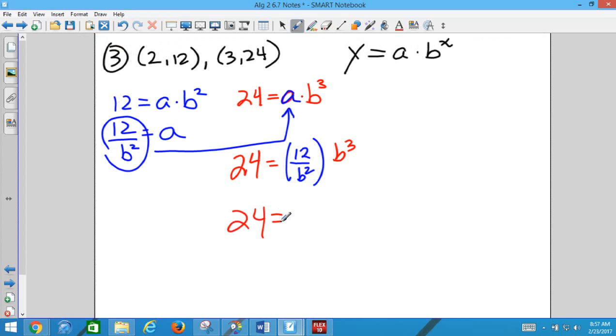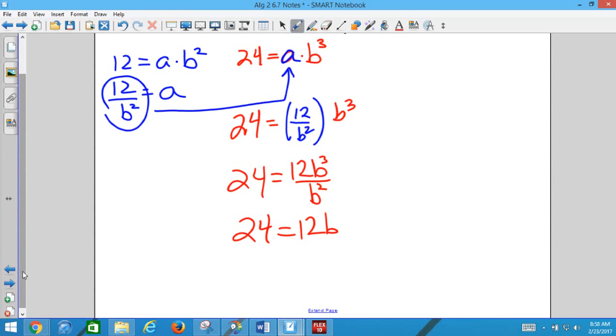So I'm going to multiply those together. I'm going to get 12b to the third over b squared. And what happens to my b to the third over my b squared? Subtract the exponents. So we get 24 equals 12b. So divide by 12, and b is 2.